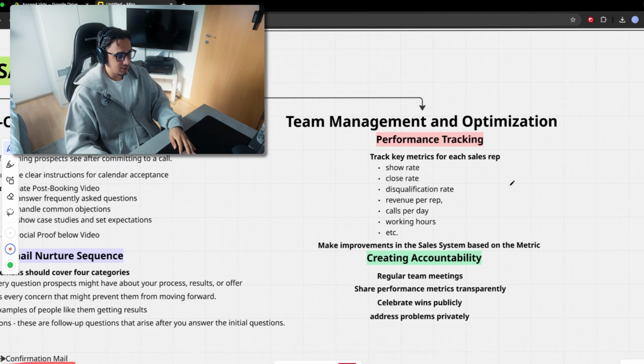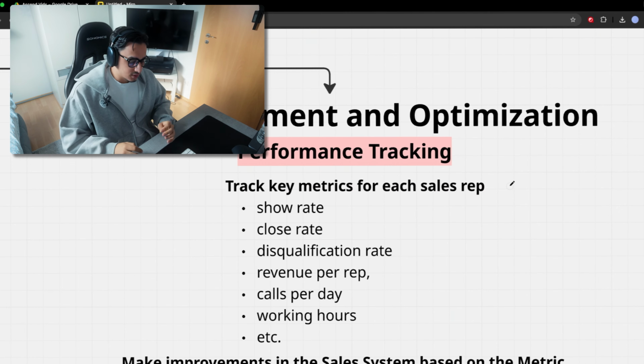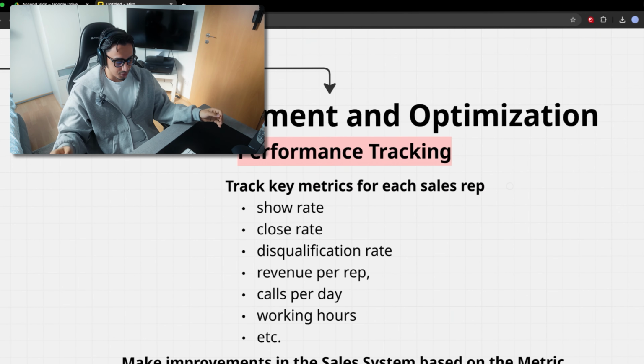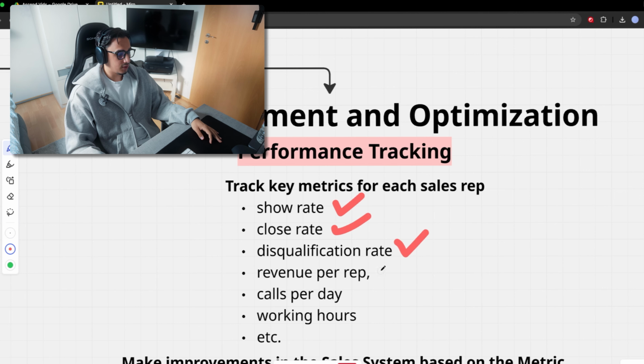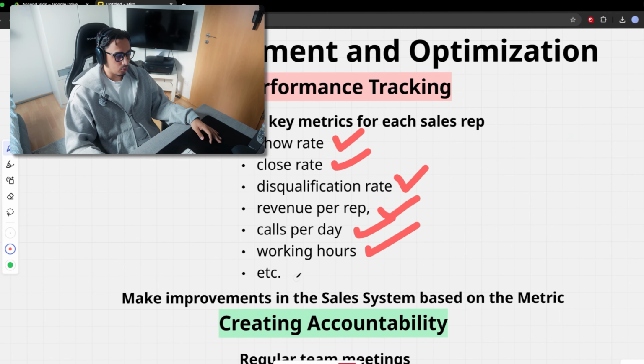Next is team management and optimization. If you grow your business to a certain extent, you will have team members, and you need to track their performance. So for each sales rep, be it setter or closer, you need to track the show rate, the close rate, the disqualification rate, the revenue per rep, calls per day, working hours, and many more.